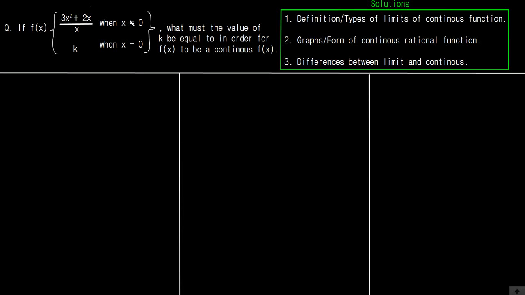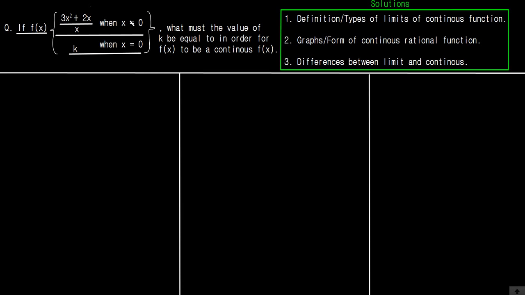Our question is going to be: if f of x is a function, what is that function? The function is 3x squared plus 2x over x when the x value is not equal to 0, and k when the x value is equal to 0. And what is our main question?